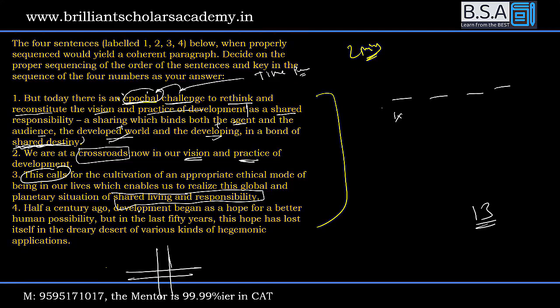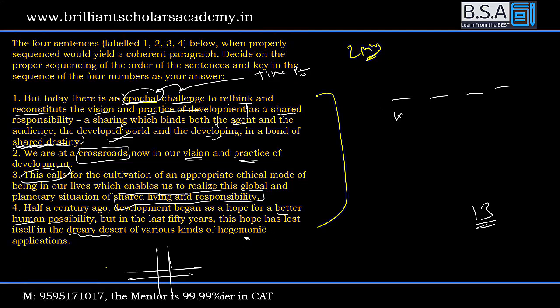Half a century ago, development began as a hope for better human possibility. We created electricity, we created roads, we created engines, we created trains, flights, so that better human possibility is there. But in the last 50 years, this hope has lost itself in a dreary desert of various kinds of hegemony application. Hegemonic means controlling. Like China has hegemony on production. Unfair control. Hegemony is unfair control over something.